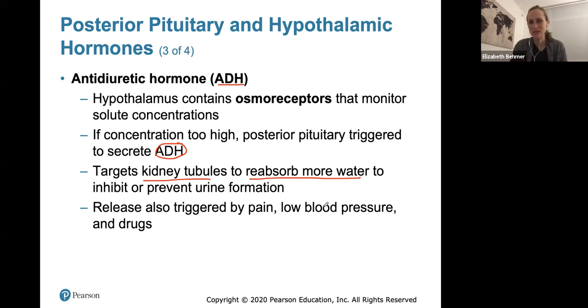This is usually released, triggered by pain, low blood pressure, and drugs. Specifically the low blood pressure, if someone has lost a lot of blood, their blood pressure drops. The antidiuretic hormone will be released to tell the kidneys to reabsorb more water, because when your body reabsorbs more water, they're increasing the fluid levels of the body, and that will in turn try to increase that blood pressure back to normal.